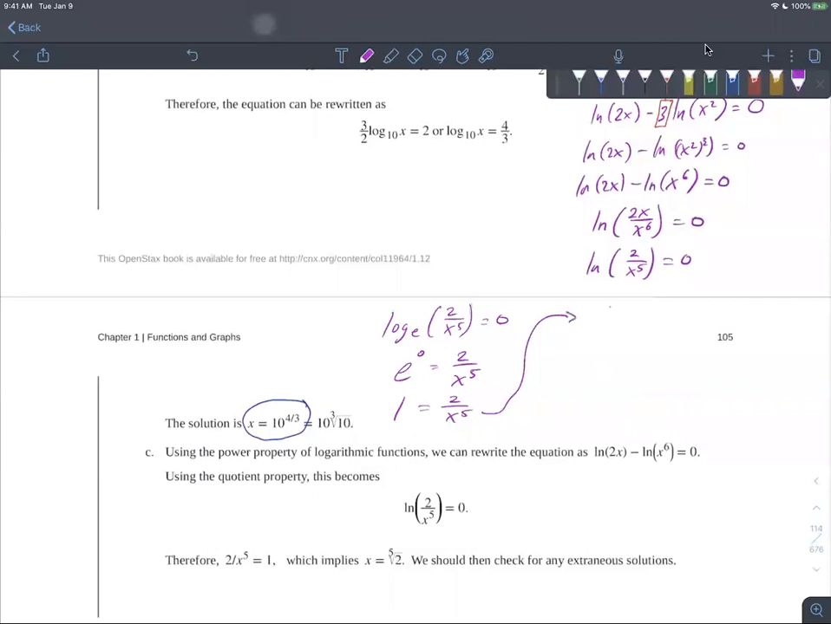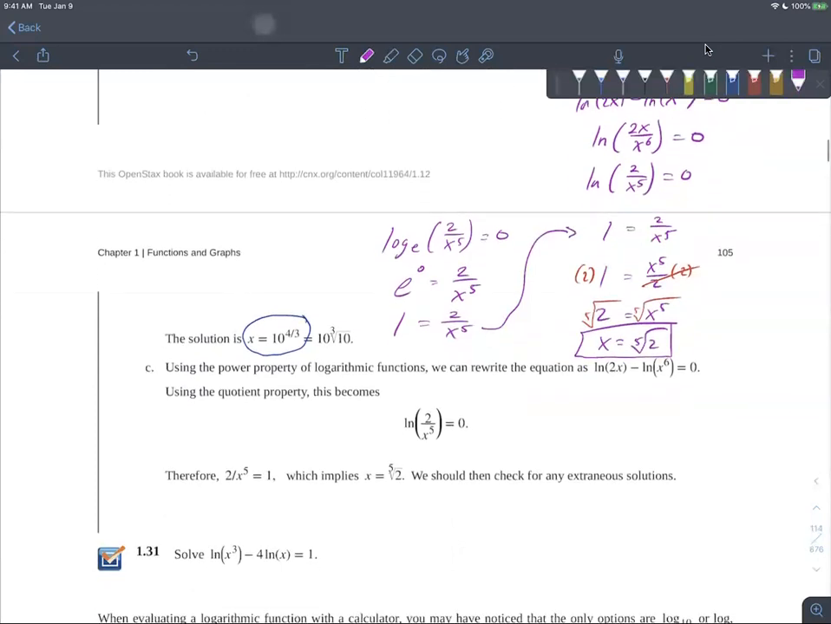And we have 1 equals 2 over x to the fifth. If we do the reciprocal of both sides, then we have x to the fifth over 2 on the right-hand side. The reciprocal of 1 is still 1. Then we multiply by 2 on both sides, and so we get x to the fifth equals 2. And then finally, we can finish this off by doing the fifth root of both sides. x is equal to the fifth root of 2.